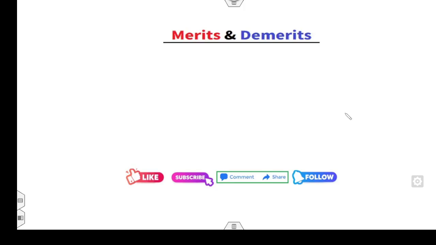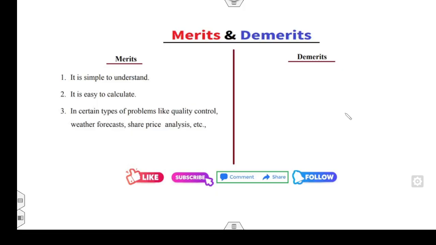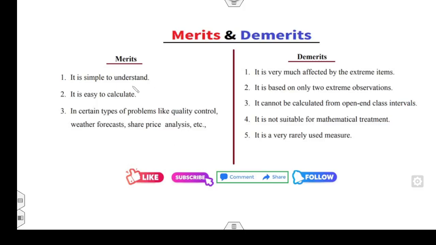Okay, what are the merits and the demerits of the range? So first of all, it is easy to understand. Fine. It is easy to predict the forecast minimum and the maximum. Fine. They are the simple merits. But what are the demerits? Demerits are it is much affected by the extreme value. What is the meaning of the extreme value?